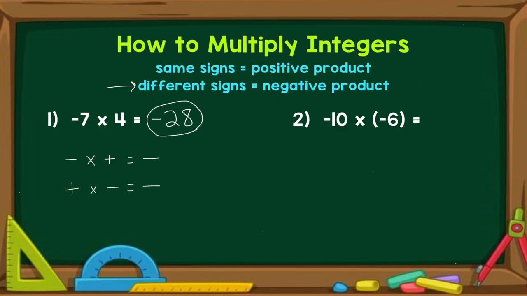Let's move on to number 2, where we have -10 times -6. So we have the same signs there. We have 2 negative numbers, so our product will be positive. So let's think 10 times 6 is 60. And we have the same signs there, so this is going to be a positive 60. Our final answer, 60. So to recap, same signs equals a positive product. So negative times a negative equals a positive product, and then a positive times a positive also equals a positive product. That's how we multiply integers.